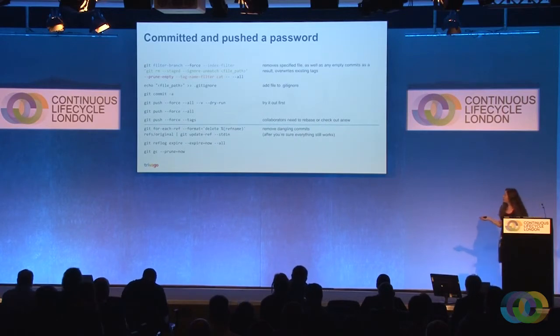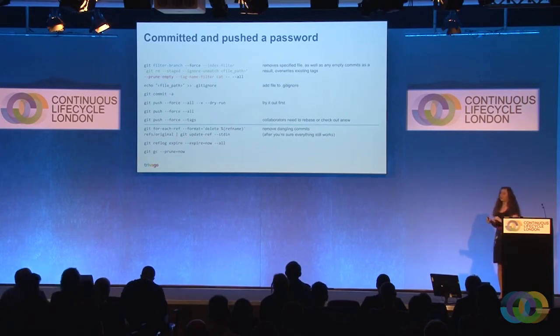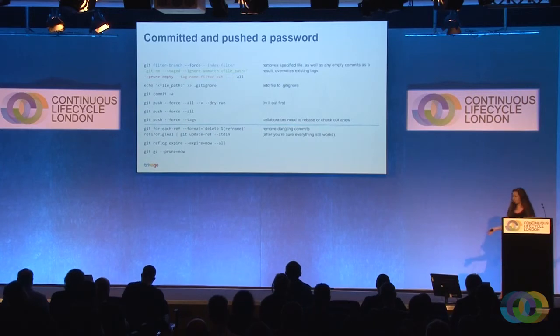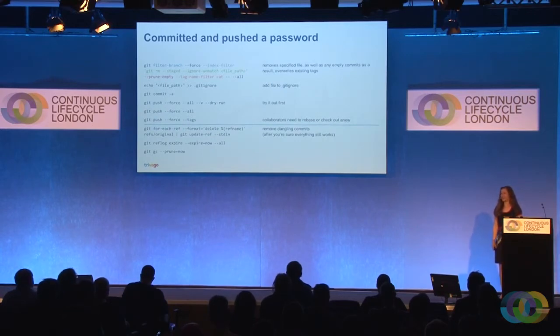Then you add your file to the git ignore, you commit it, and then you do a dry run before you do a git push force. Because you changed a whole lot of things and you want to try it out before you do any actual changes. So if you do a dry run, Git will tell you, nah, maybe you should, there's a problem here. So, but if that all works out, you push force it all, and you also push force all the tags. And then you need to talk to all your colleagues and tell them to check out anew.